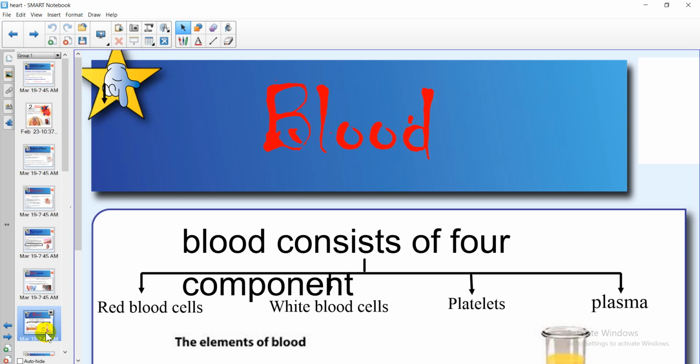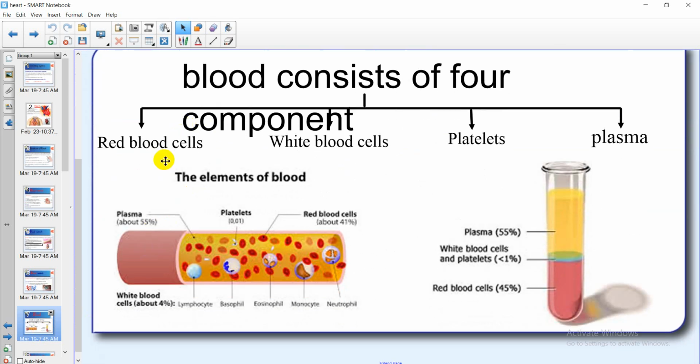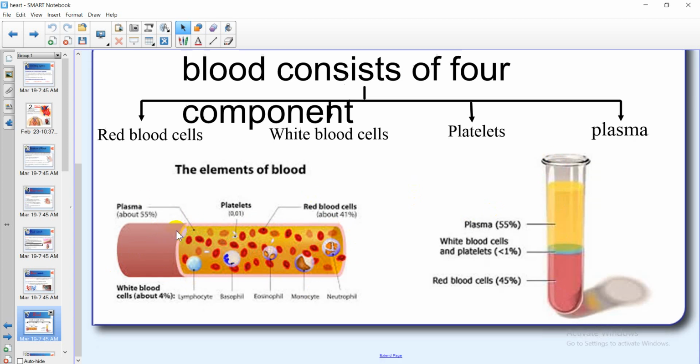After this, we will talk about the blood. The structure of the blood. The blood consists of red blood cells, white blood cells, platelets and plasma. Red blood cells, from the name, have a red color, with a percentage of 45%, and white blood cells, and the plasma with the yellow color, and platelets we can see here like this. And this is the vessel which carries the blood, and this is the component of the blood.